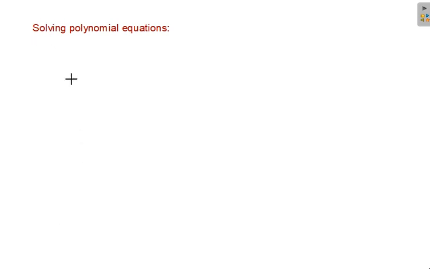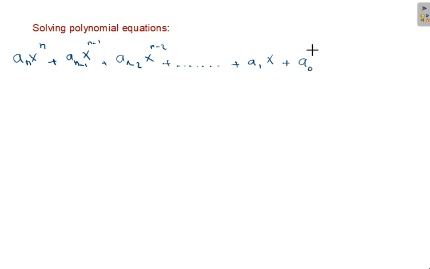So let's take a look at the standard form of the polynomials, which is a_n x to the power n plus a_(n-1) x to the power n minus 1 plus a_(n-2) x to the power n minus 2 plus, until we go down to a_1 x, which is x to the power 1, plus a_0 x to the power 0, which is 1, equals 0. This is the standard form of the polynomial equation.